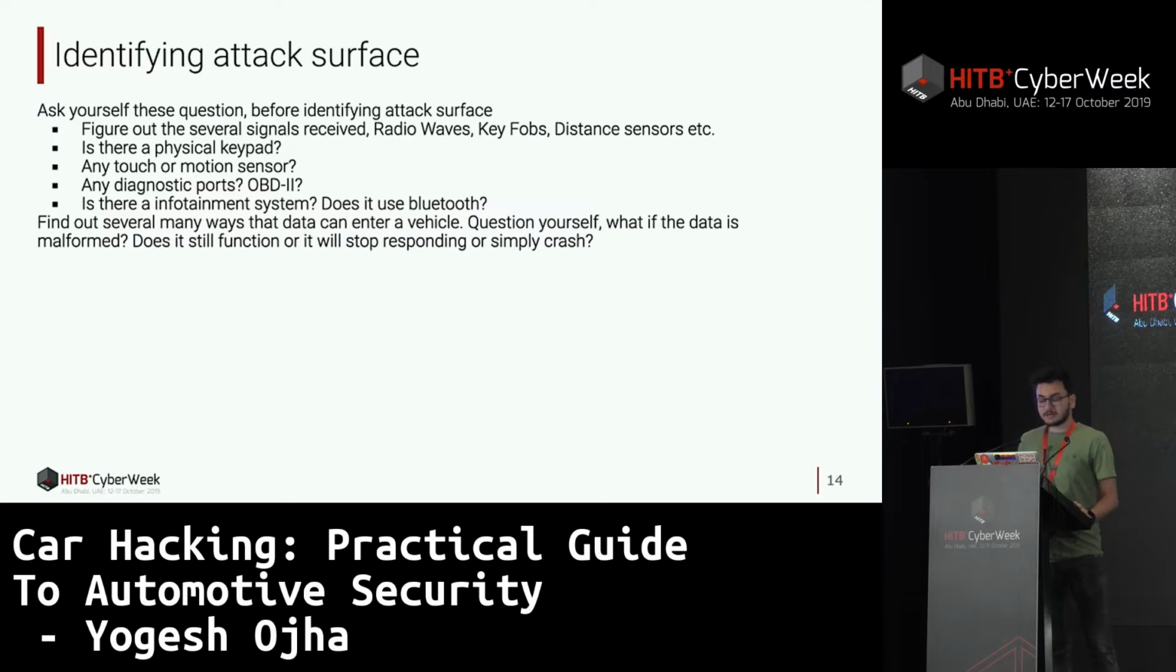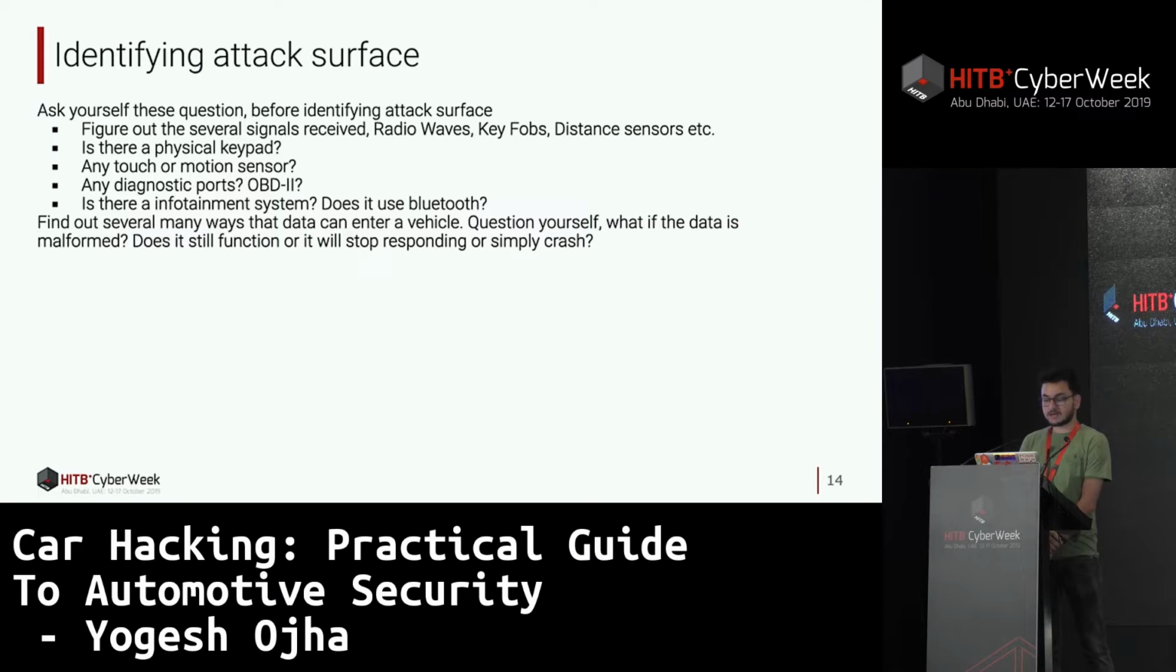Before you start identifying the attack surface, you must ask yourself a few questions. First, you need to identify whether any signals are received, whether there are any software-defined radio signals, key signals, or radio waves being received. Once you're familiar with this, you should also look into whether there is any physical keypad so that you can inject commands from there. And if you wish to get into the CAN bus, you should figure out ways to access it. Figure out if there are any diagnostic ports.